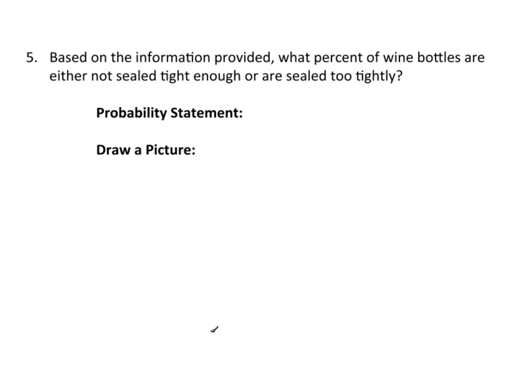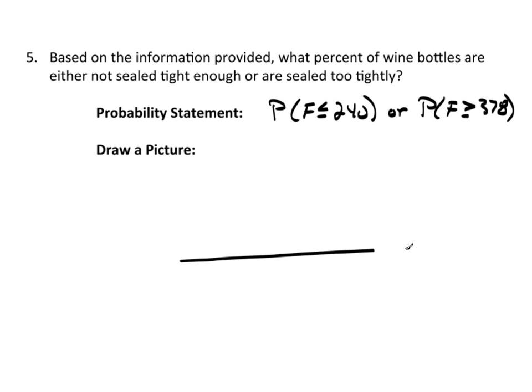Now, this is the last example I'm going to do. This is based on the information provided. What percent of wine bottles are either not sealed tight enough or sealed too tightly? So what they want is a probability that the force required is less than or equal to 240, or the force is greater than or equal to 378.